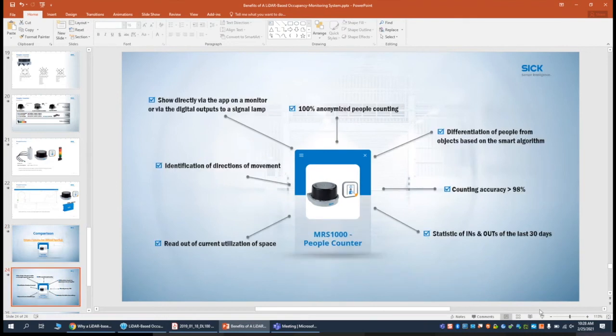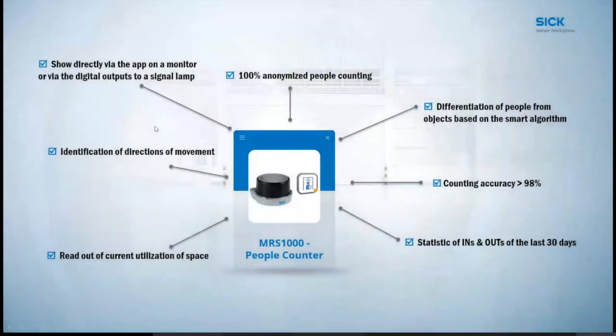So again, just wanted to show one more time these features of the people counter. Basically, it's just designed to look at the current utilization of space. It's very accurate, very robust, and if we've got a situation where there's low light or high light, where there's a lot of sun, we don't have issues with that either. We can actually operate this thing outdoors if we needed to.